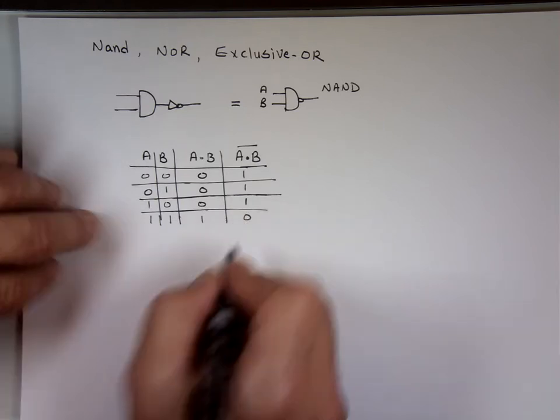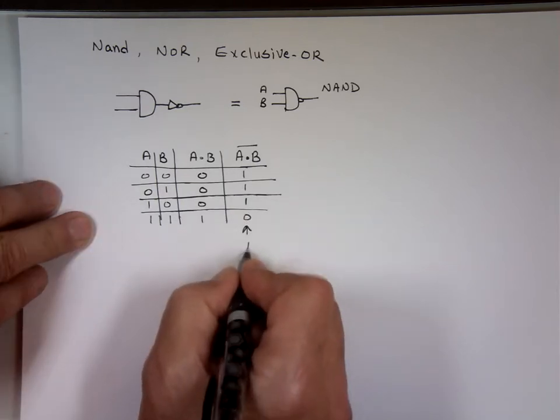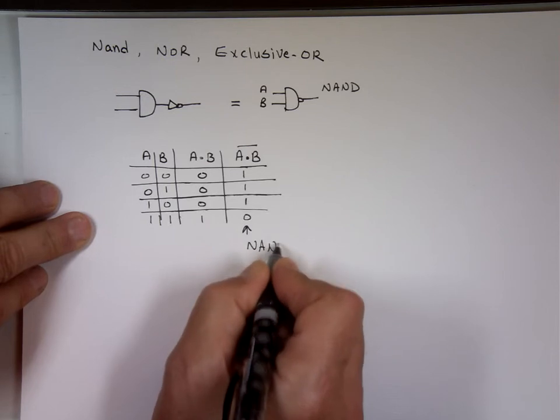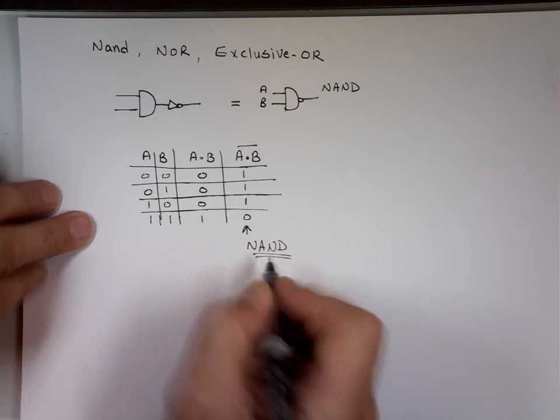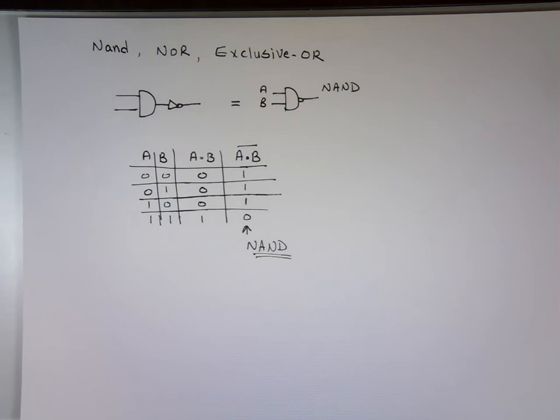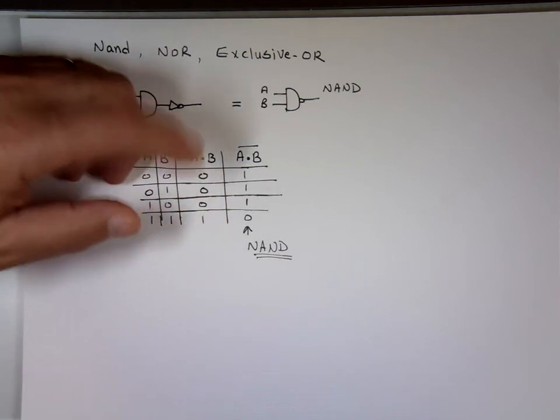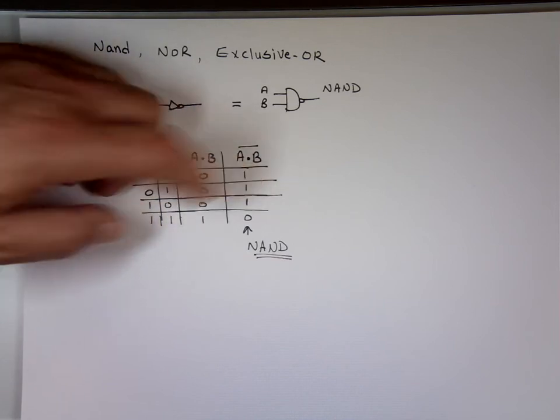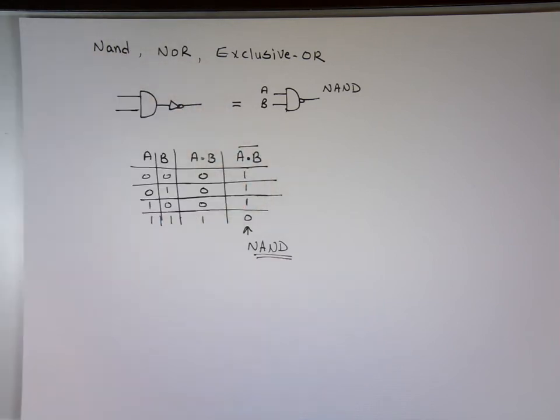So this is the truth table for a NAND gate, which is the complement of AND. Watch the AND here. Complement that. When it's 0, it becomes 1. 0 becomes 1. 0 becomes 1. 1 becomes 0.